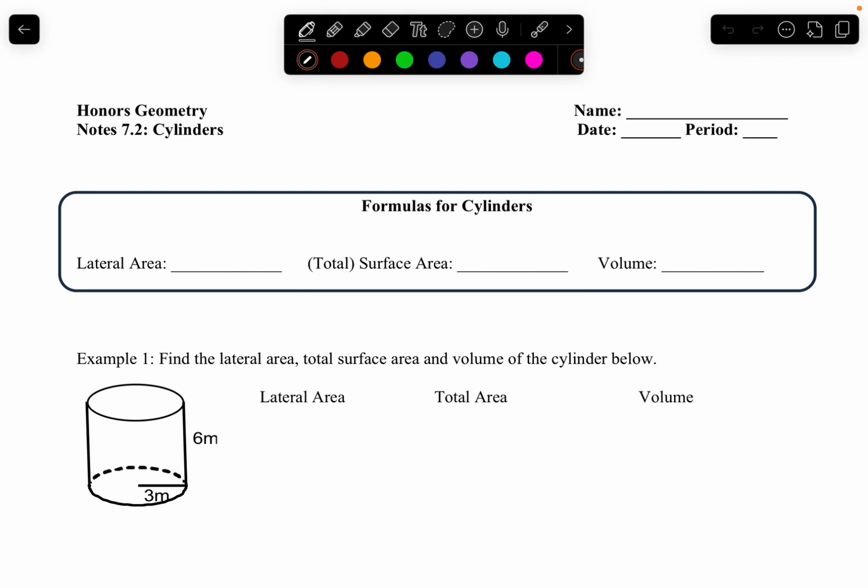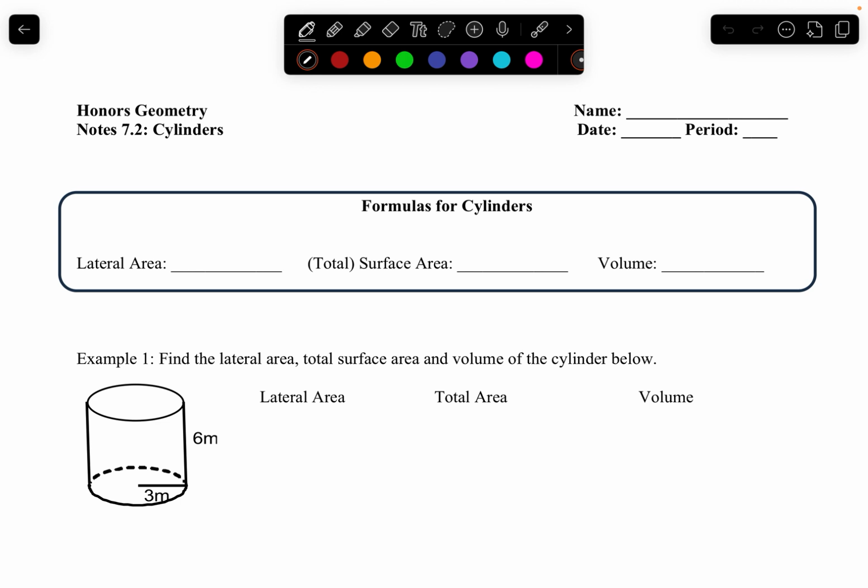Hello everybody. This video is going to cover our 7.2 notes over cylinders. Cylinders are not a prism, but I like to compare them to prisms because cylinders are a three-dimensional shape that contain two bases, just like a prism contains two bases. Some of the other three-dimensional shapes that we talk about, like cones and pyramids and spheres, either have one base or no bases. So a cylinder is just another type of three-dimensional shape that has two bases.